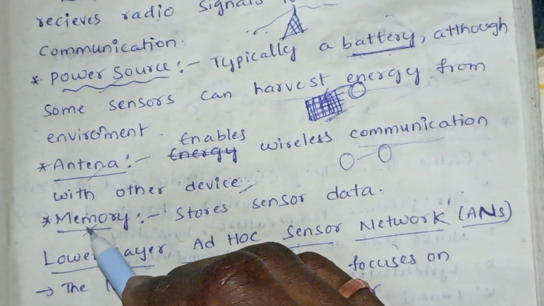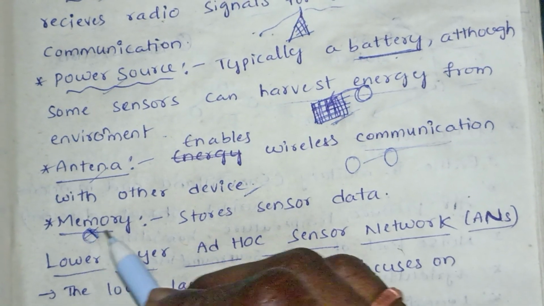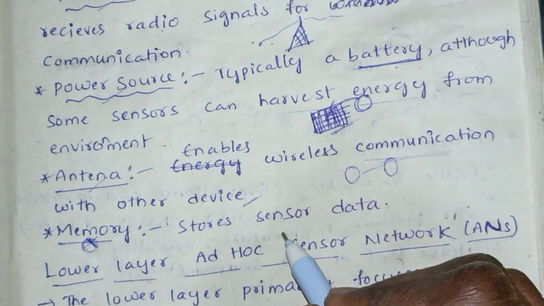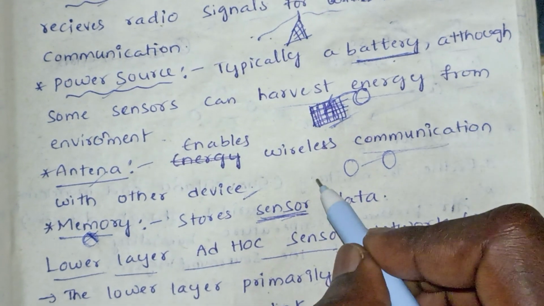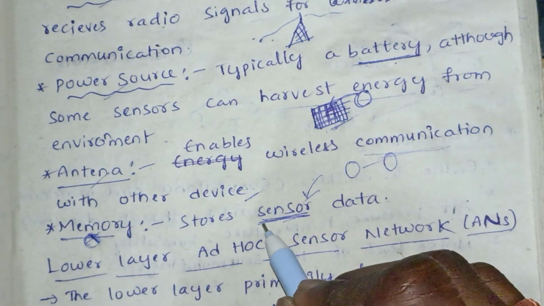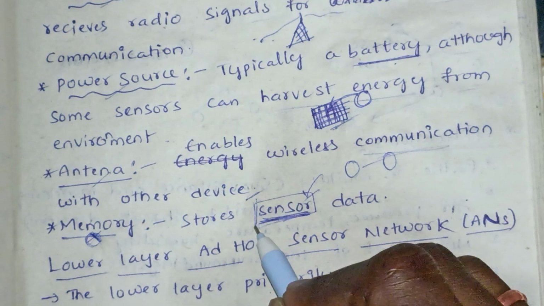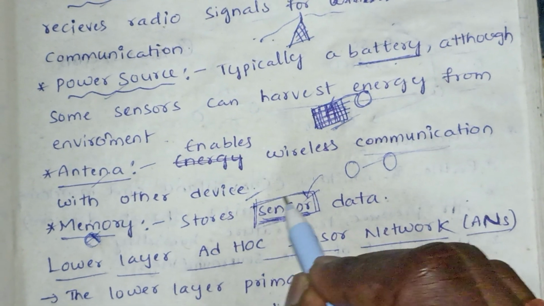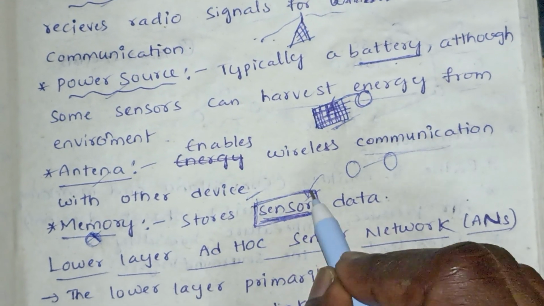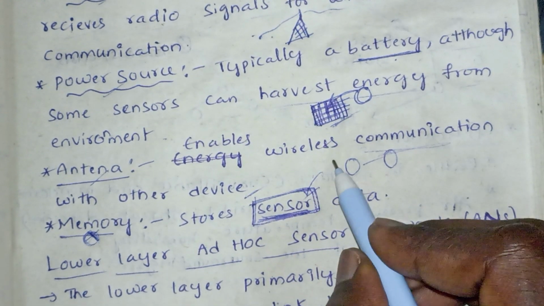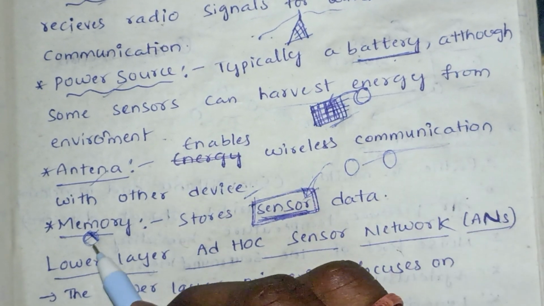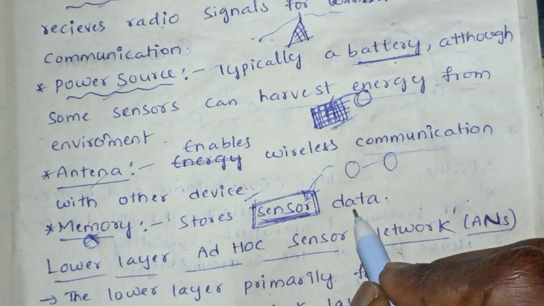In memory, we know what the memory will do. Memory can store the data produced by the sensor, like temperature, environmental conditions, and humidity. The sensor senses the environmental conditions and gives the data to the memory, and memory can store the data of the sensor.